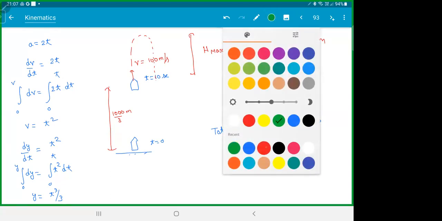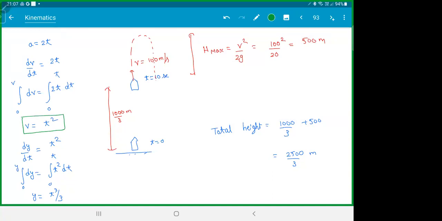So can you repeat how you got v equals 100 meters per second? Here we got the speed part from here, isn't it? v is equal to t square. And this is the y. So you got the speed as a function of time t and the height y as a function of time t. Clear? Next one.